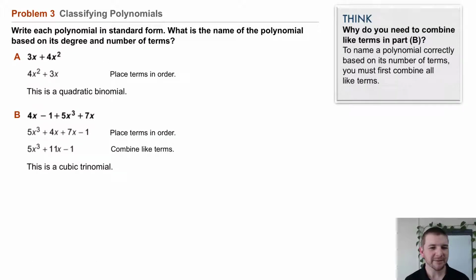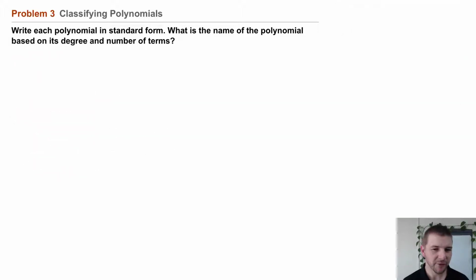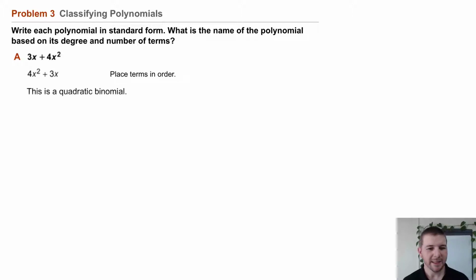Problem 3, classifying polynomials. Write each polynomial in standard form. What is the name of the polynomial based on its degree and number of terms? Part A, 3x plus 4x squared. Well, writing it in standard form means placing terms in order, 4x squared plus 3x, and we can state this is a quadratic binomial. Quadratic because it has degree 2, binomial because it's made up of 2 different terms.